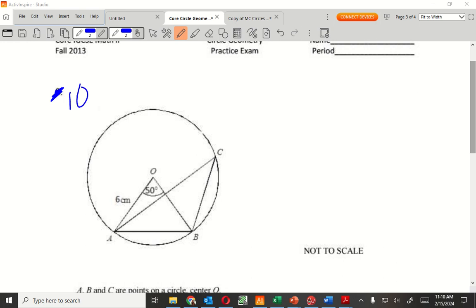All right, so we're gonna have a lot of information here. This is a radius, here to here, right? That one is going to be 6 centimeters. But O to B is also 6 centimeters because the legs are congruent in this triangle. All right, so this over here is 50 degrees. What's my arc going to be? 50. It's the same.